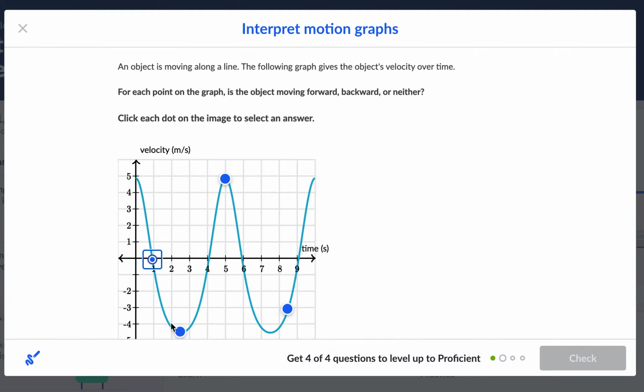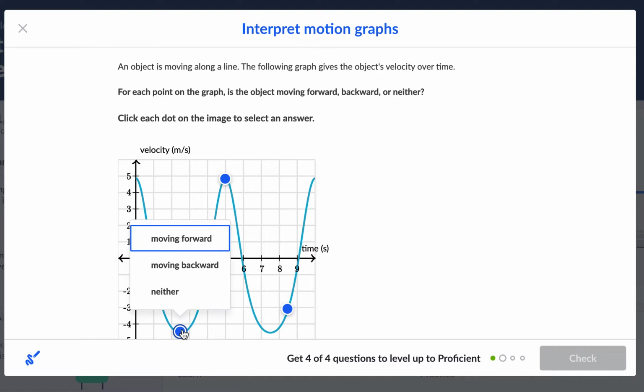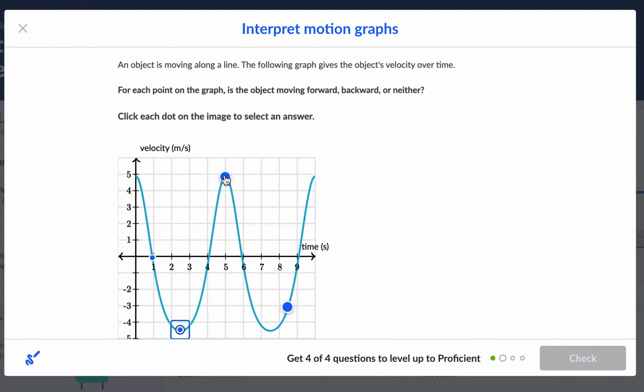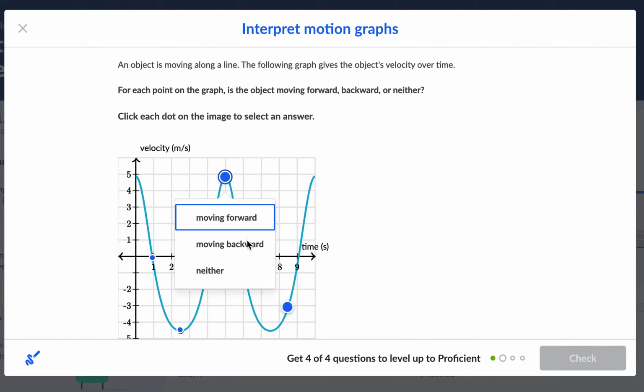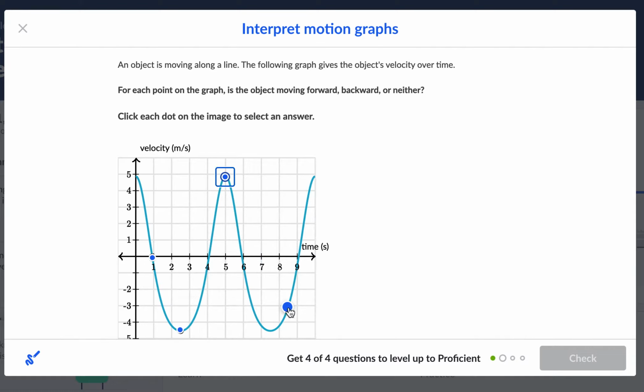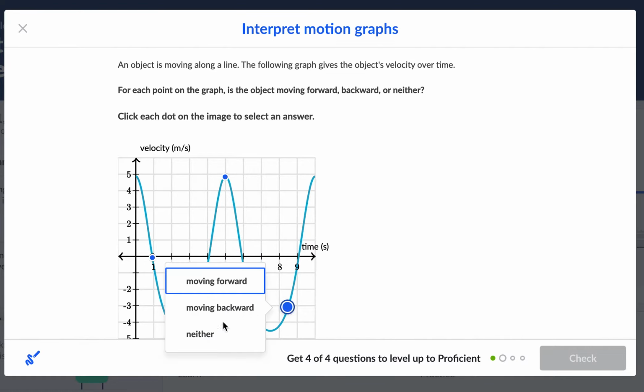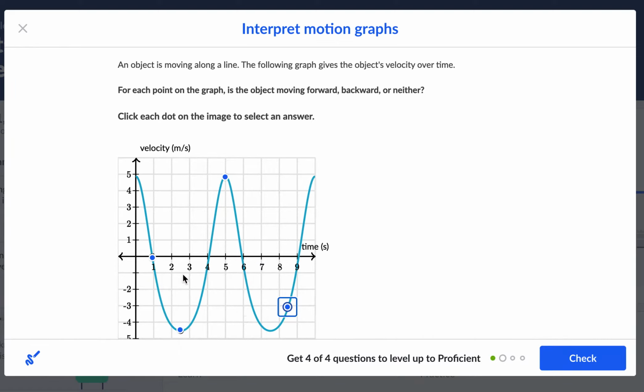This looks like the velocity is moving most rapidly in the left-hand direction, so I'm going to say it is moving backward, and this is moving most rapidly in the forward direction. That is the maximum velocity right there, moving forward, and this is also moving backward, just less so than before. Okay, so just remember, this is the velocity graph. That is a critical thing not to get mixed up on. Hopefully I'm correct. Yay. All right.